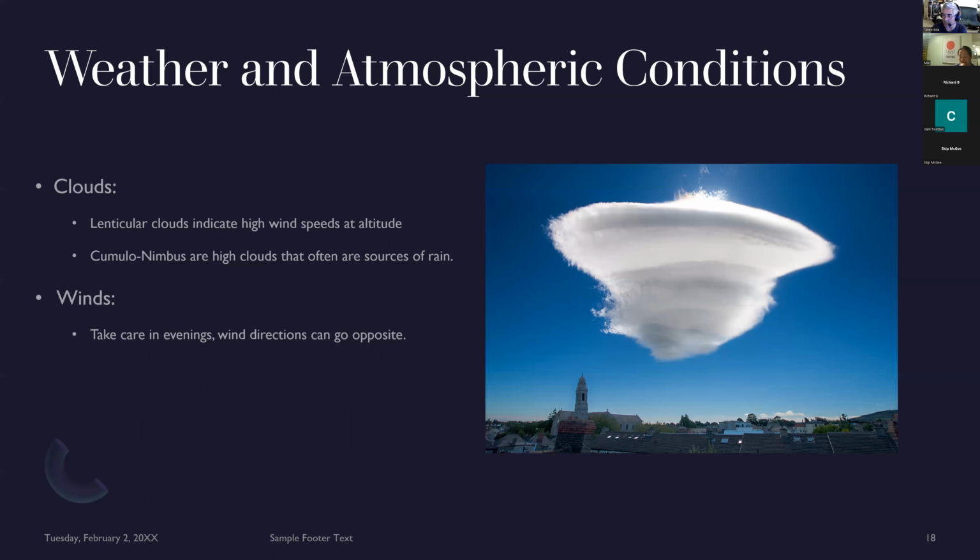Winds, evenings. So you're standing in a typical landing zone near a mountain site. As the sun starts to go down and after it goes down, what can happen to the winds in that area?